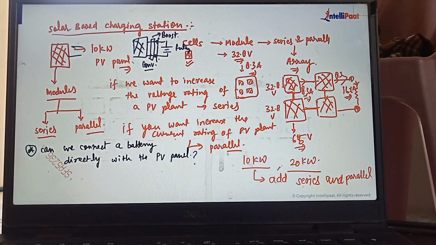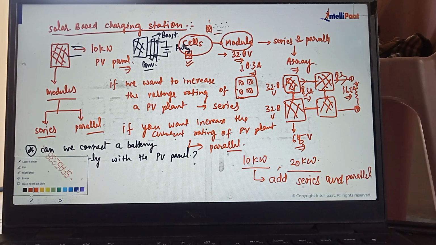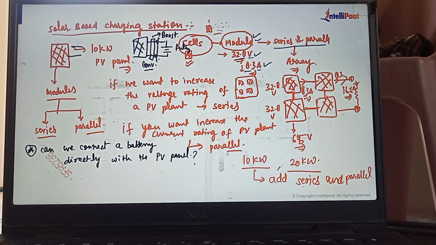As I told you, initially we have cells. These cells are connected in series and parallel to make a module. The voltage and current rating of one module is shown here: 32.8 volts, 8.3 ampere. Then if we add these modules in series and parallel, we can make an array.